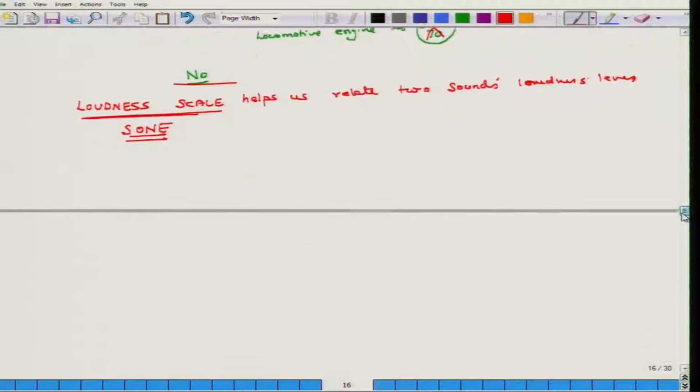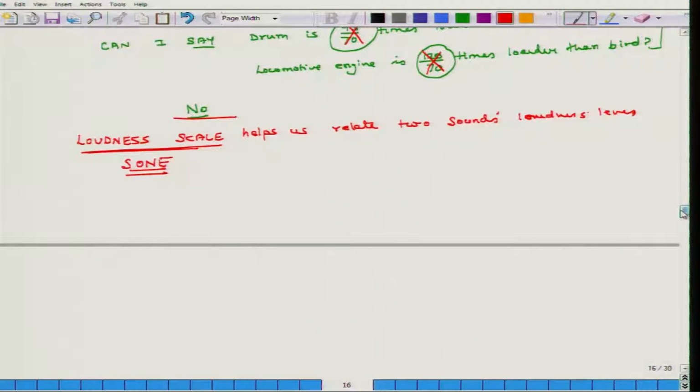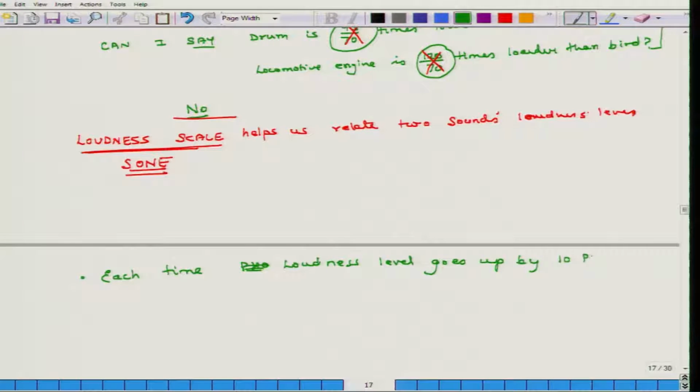So how do I do that? What people have done is a lot of perceptual experiments, and people have found that each time the loudness level goes up by 10 fons, the sound's loudness is perceived to have doubled.